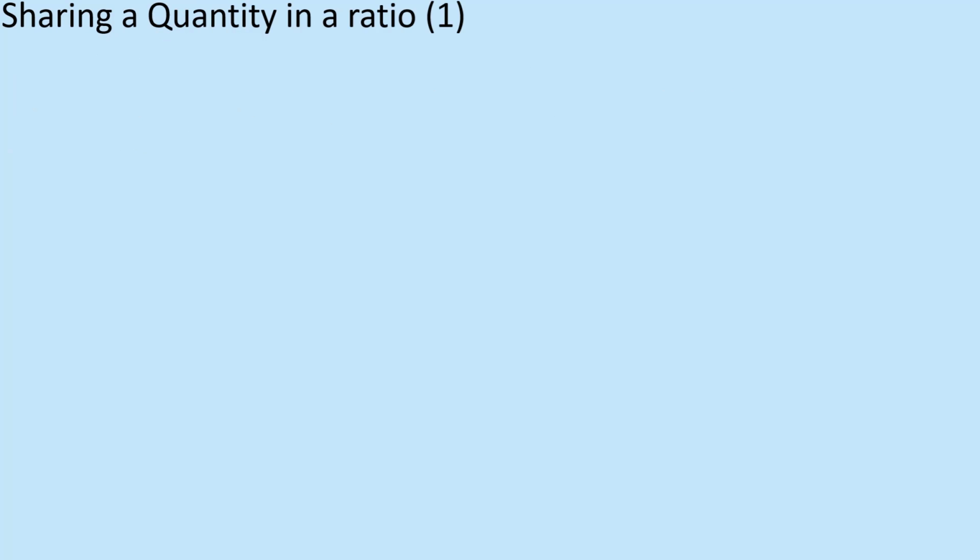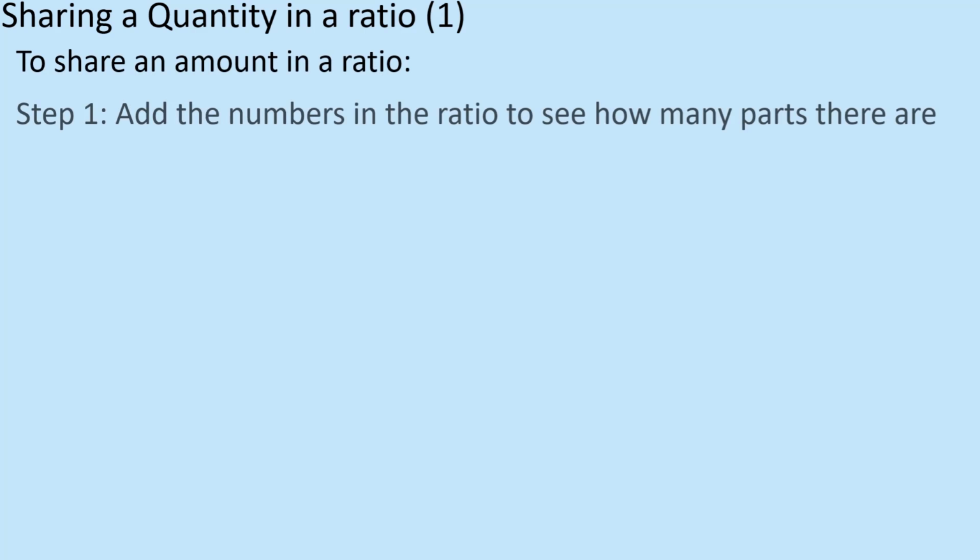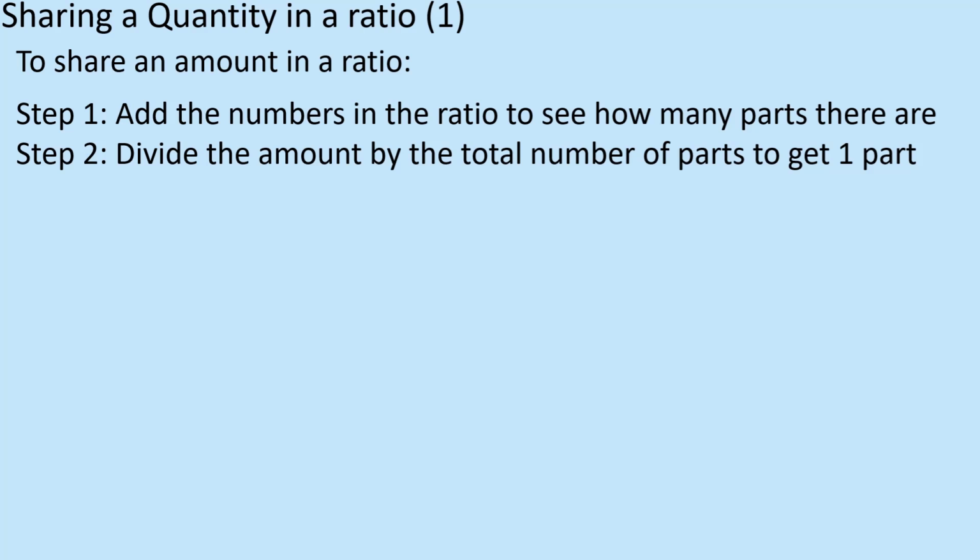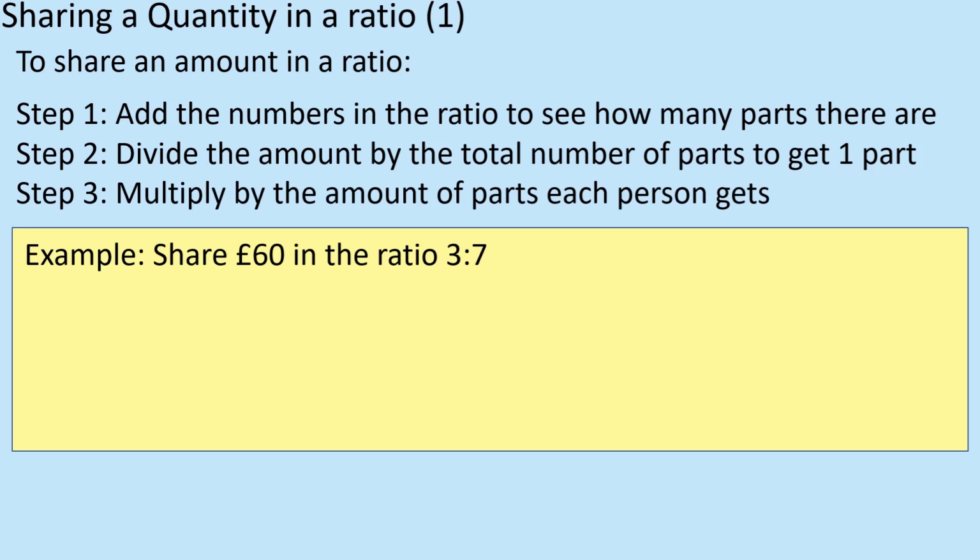If you then look to share a quantity in a ratio, I've got to decide how many parts there are in total. So what it talks about here is adding the numbers in the ratio, seeing how many parts there are, and then dividing the number by those number of parts. Let's put it into context. If I said to you share £60 in the ratio 3 to 7, then what I'm going to have to do is split this £60 into 10 parts, so that's 3 plus 7, to get what 1 part is worth, and give the first person 3 parts and the second person 7 parts.